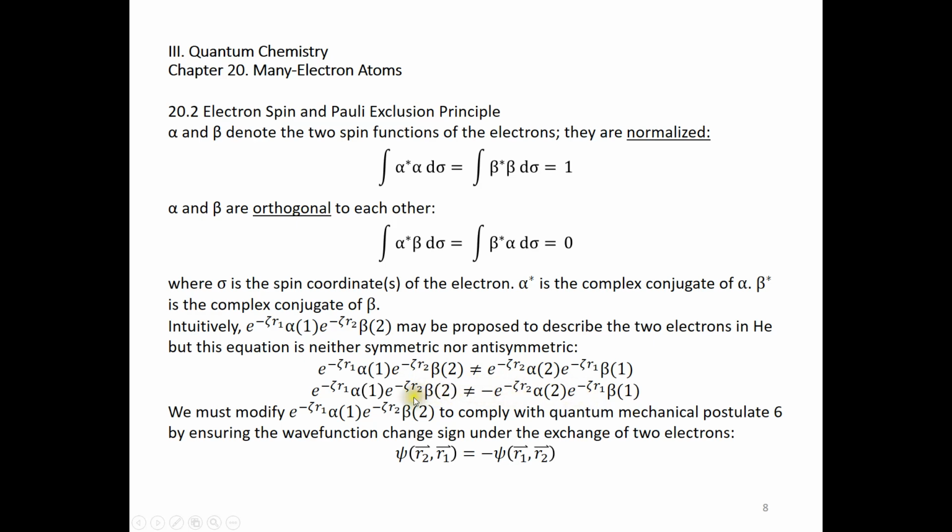So we must modify this wave function to comply with postulate 6 by ensuring that the wave function changes sign under the exchange of two electrons. So we have to have this.